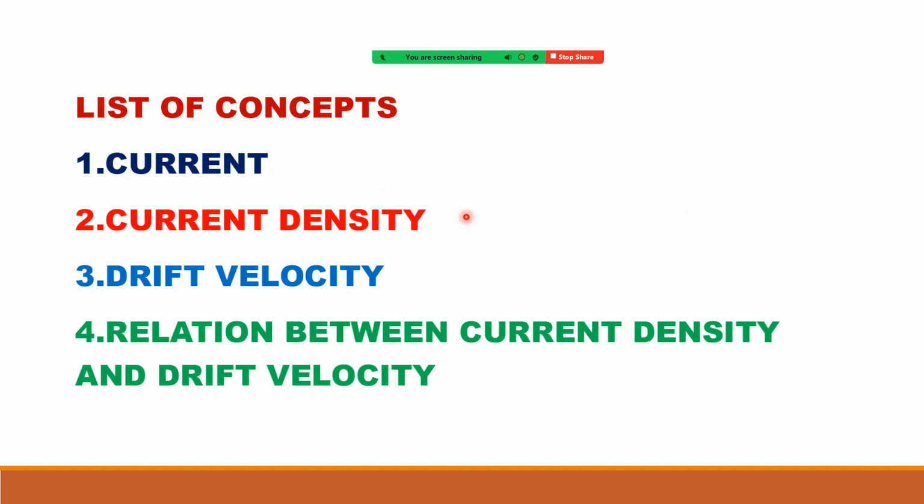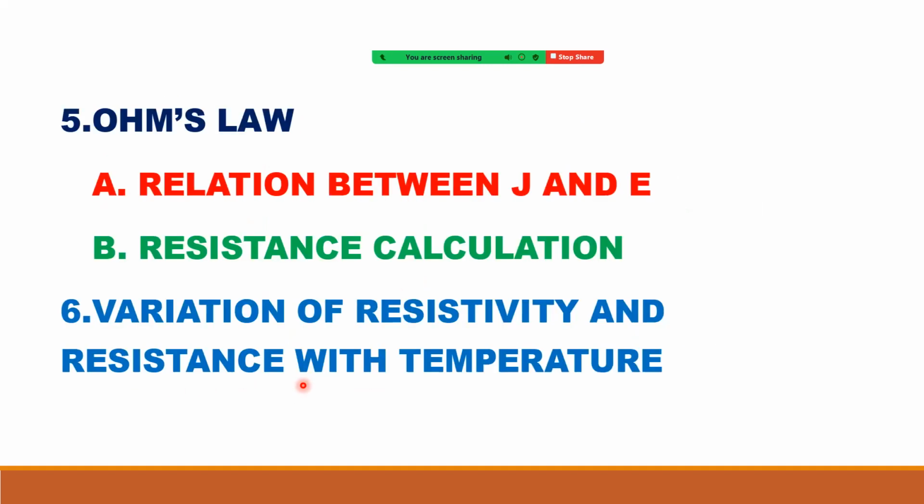So, current density, drift velocity, then the relation between current density and drift velocity, Ohm's law. In that, we discuss the relation between current density and electric field intensity, then calculation of resistance, then resistivity and resistance. How do they change with the temperature?